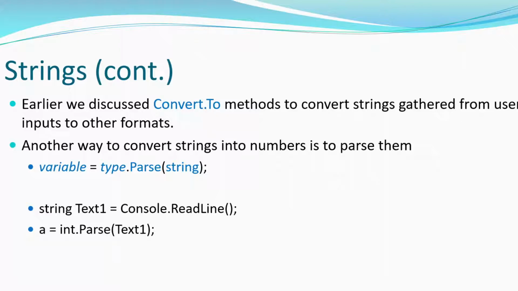Another way of doing it is using the parse method, and the syntax for that is: here's your variable, and then you're parsing to a specific type, so integer, whatever type of variable you want, the data types. Cast your mind back to session 1. Parse and the string you want to parse through. So in the example here, we've got text1, and we're doing the read line and getting a value in. Then a equals integer parse of text1. So we're converting that into a number.